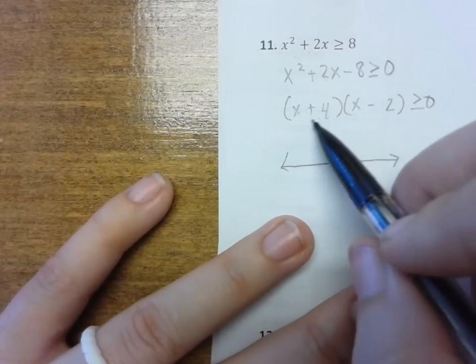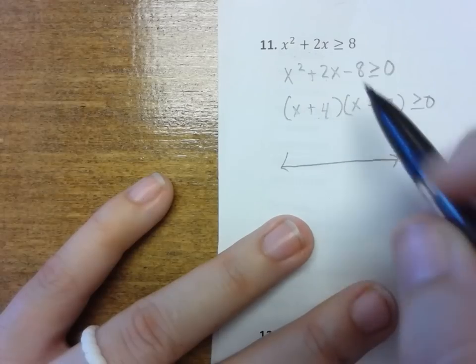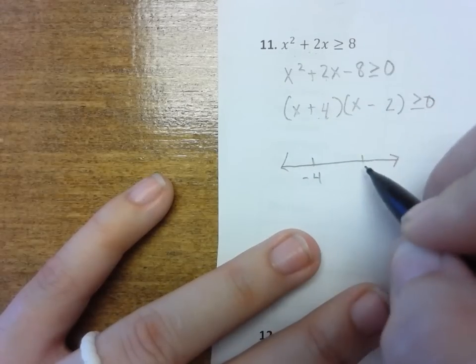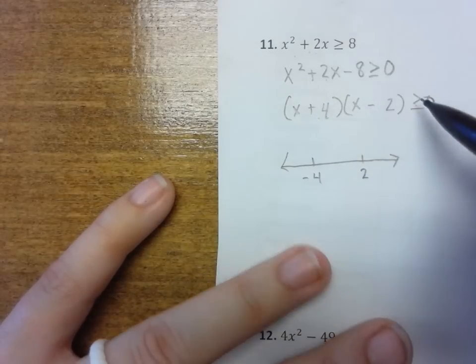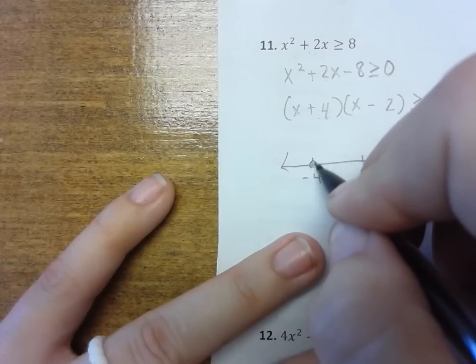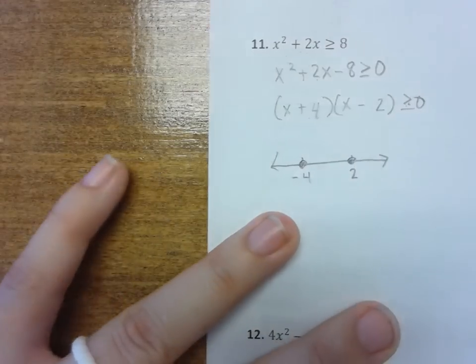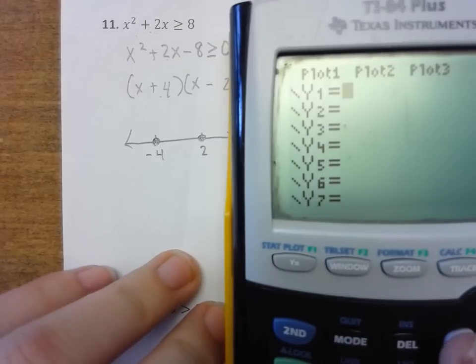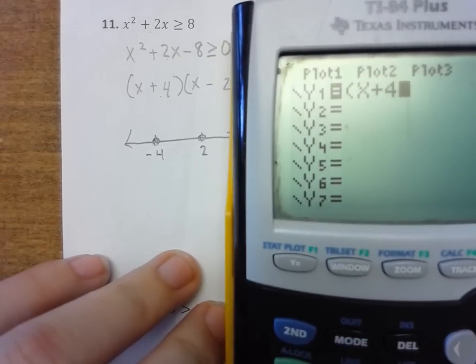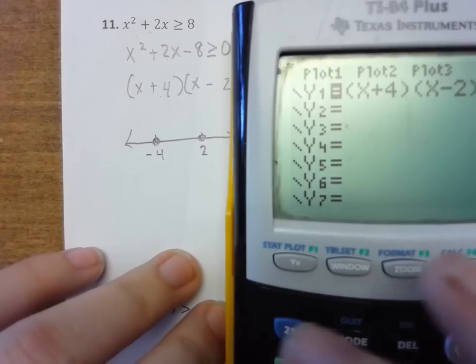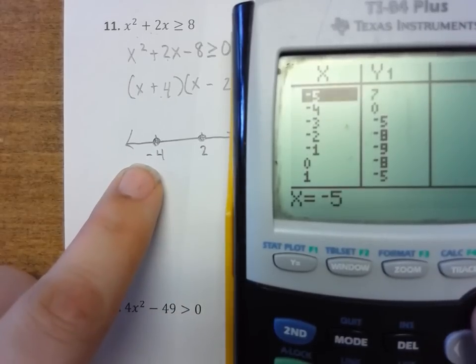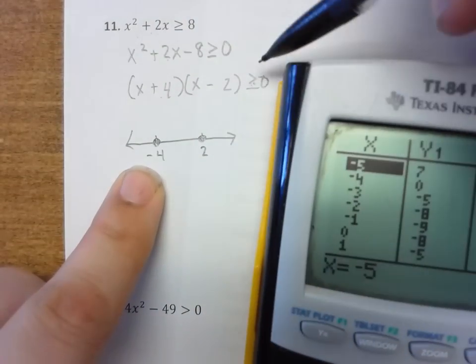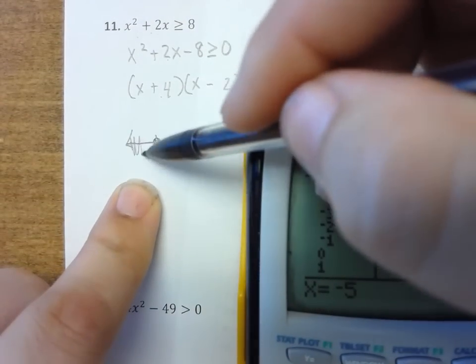If I solve this, this is going to be a -4 and a +2. Closed circles because of the equal to bar. Go put this in my calculator really quickly. Let's see, x plus 4, x minus 2. See if I pick -5, that's positive, which is greater than 0, so that's good.